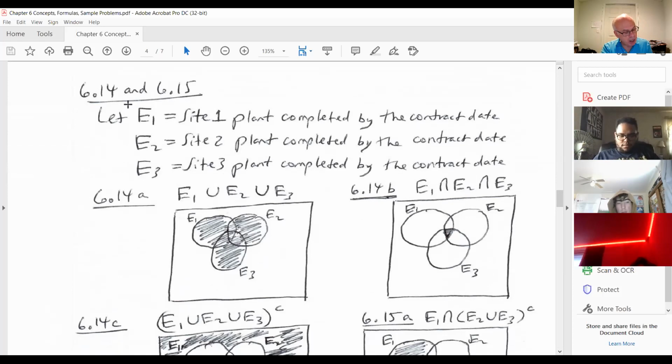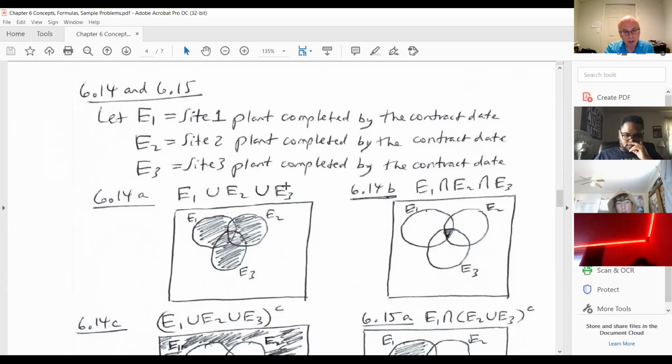And these have to do with plants at different sites that were completed by the contract date. So these are the events, and I'm listing them exactly the way they're listed in the book, in the problem. And then what they're asking for is they want you to create a Venn diagram for each of the different situations. For example, A says at least one plant is completed by the contract date.